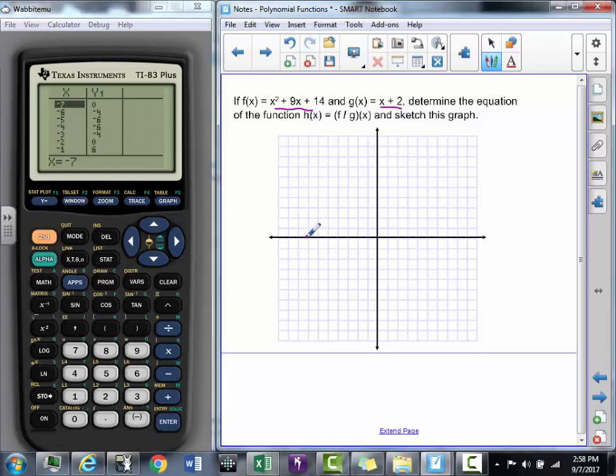Negative 7 gives me 0. Negative 6 gives me negative 4. Negative 5 gives me negative 6. Negative 4 gives me negative 6. Negative 3 gives me negative 4. Negative 2 gives me 0. Negative 1 gives me 6. Can you guys more or less replicate what I did there? I'll just pause for a minute to give you time.